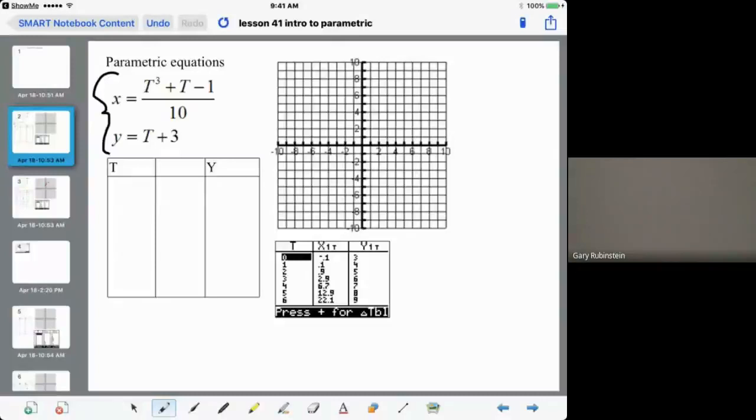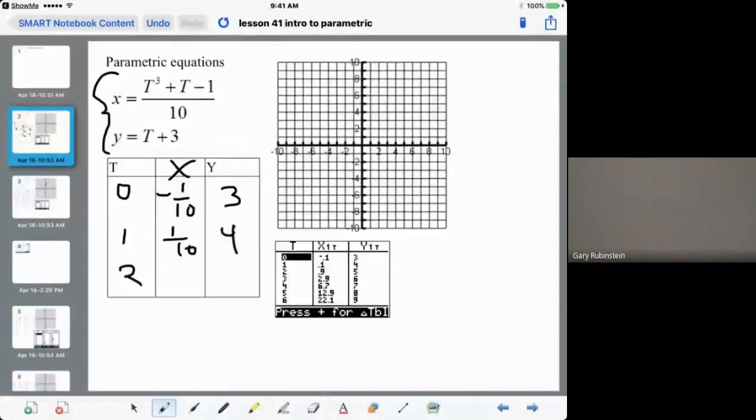So you pick any number you want for t. I like to start with 0. And I make my chart. My chart's got three columns. It's got T, X, and Y. So when you plug 0 into this top X equation, it becomes negative 1/10. And when you plug that same T value, 0, into the Y equation, you get 3. If you plug 1 for T into the X equation, you get 1 plus 1 is 2, you get positive 1/10. And when you plug 1 into the y equation, you get 4.